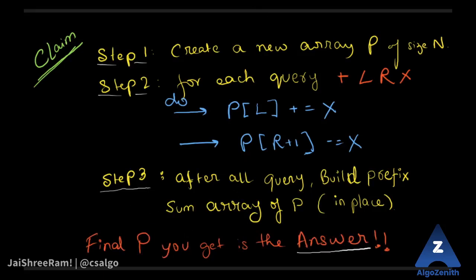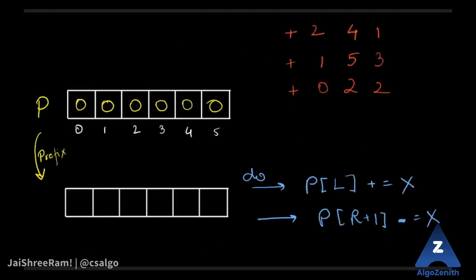Now let's look at an example run of that. Let's say you have 2, 4, 1. We are performing the steps of the algorithm: you're given 2 and 4, so you add 1 to index 2 and subtract 1 from index 4 plus 1, that is 5.